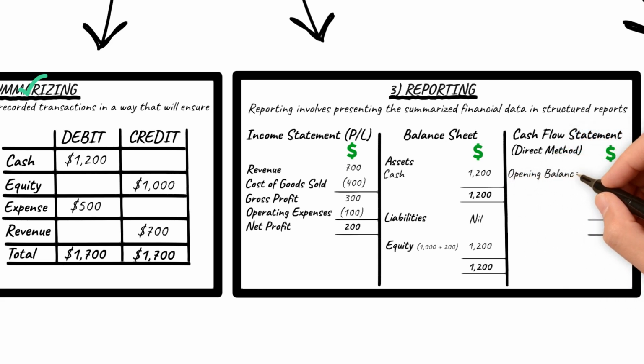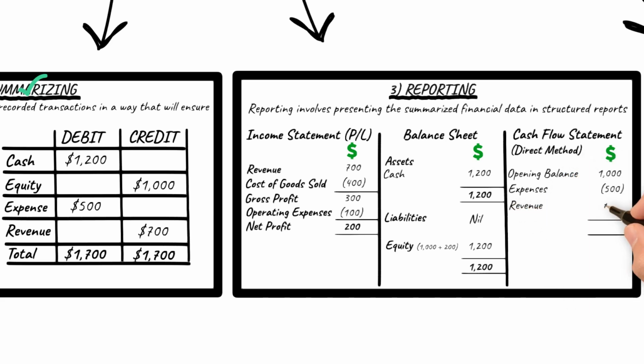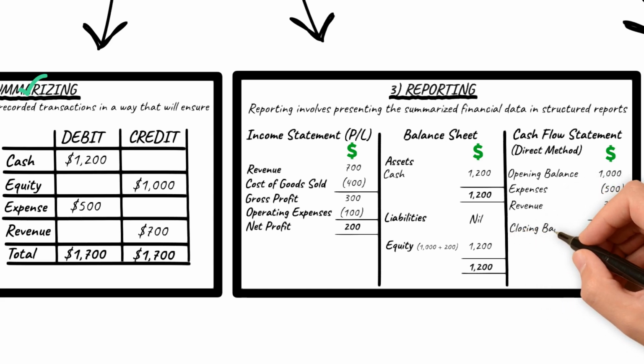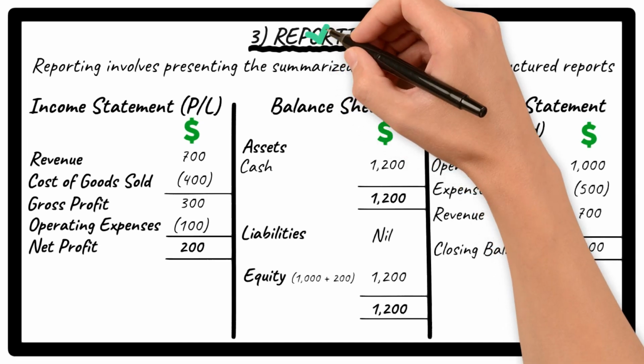Initially, the cash balance was $1,000. The first and only outflow was $500 for expenses, which we deduct. Additionally, the business generated $700 from cash sales, which we add. This gives us a closing balance of $1,200, which matches with the balance sheet as you can see. We have prepared all three financial statements for SMRs, and this concludes the third step of the accounting process.